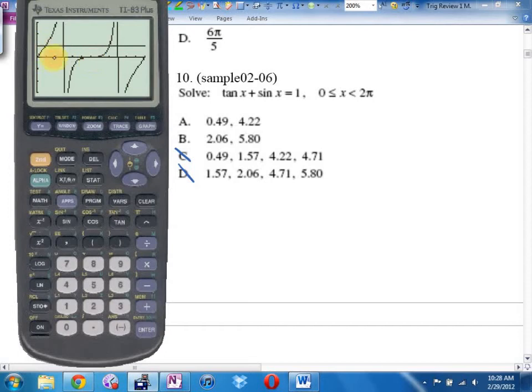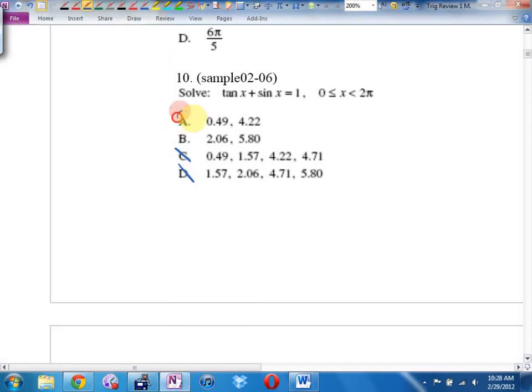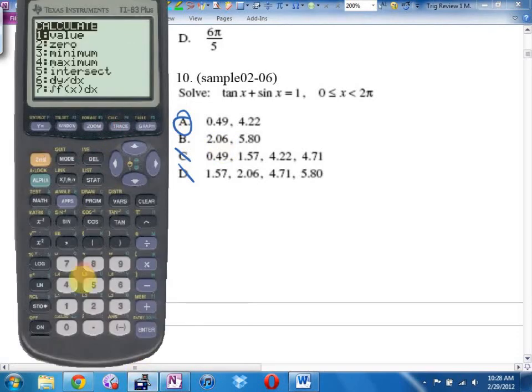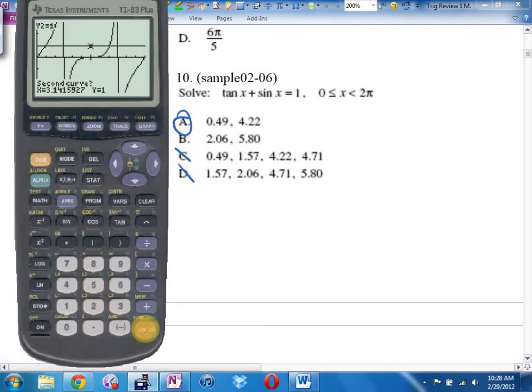You actually don't even need to go second function, intersection, solve. I'm positive, I guarantee the answer is A. Now, I'll do it. Second function, calculate, intersection, first curve, second curve. I'll guess right here, enter. Yeah, 0.49.